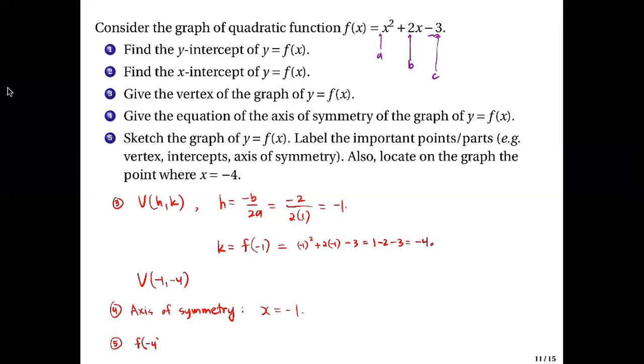f of negative 4 is equal to negative 4 squared plus 2 times negative 4 minus 3. So this is equal to 16 minus 8 minus 3, which is equal to 5. So we have the point negative 4 comma 5.